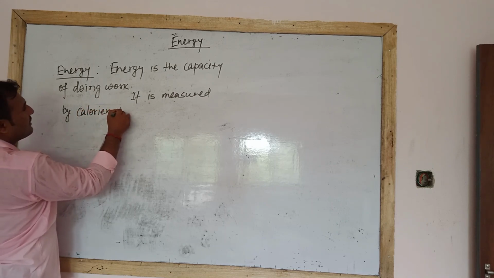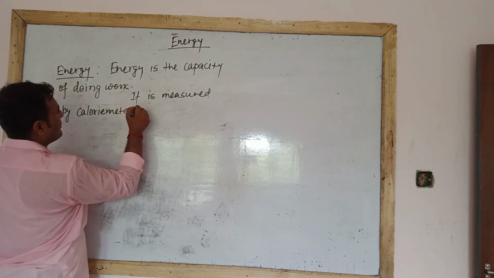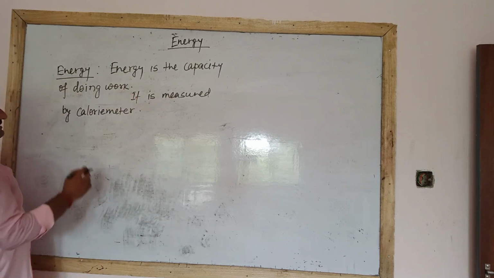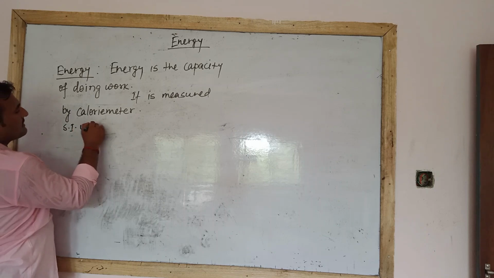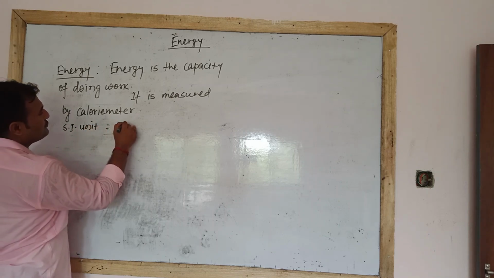calorimeter. Calorimeter is used to measure energy present in a body. And what is the SI unit of energy? The SI unit of energy is joule.